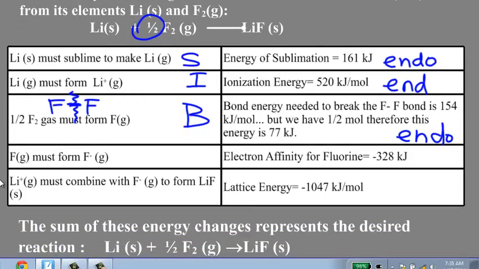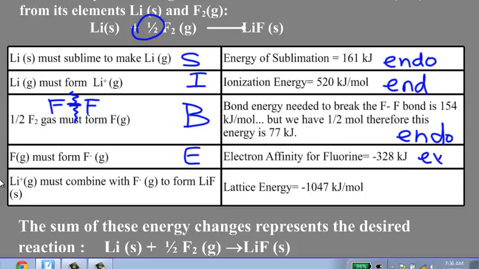The next step is the E. Nonmetals gain electrons. So we need the energy associated with the gain of an electron with F. We have F as an element, it must make F minus. The energy associated with the gain of electron is the electron affinity. Okay? And for fluorine, that's negative. That means it's exothermic. So here's our first exothermic process.